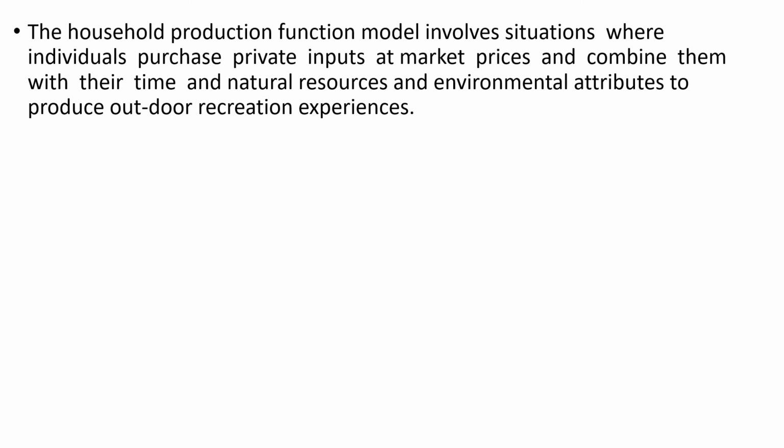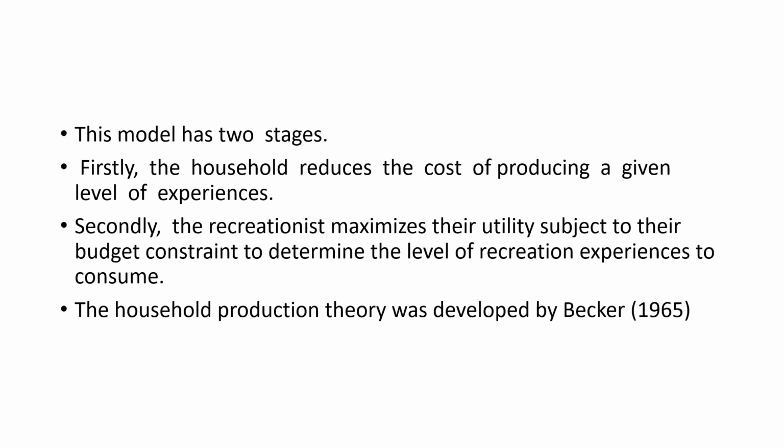The household production function model involves situations where individuals purchase private inputs at market prices and combine them with their time and natural resources and environmental attributes to produce outdoor recreational experiences. This model has got two different stages. In the first stage, the household would reduce the cost of producing a given level of experience, and in the second stage, the recreationist maximizes his or her utility subject to his or her budget constraint in order to determine the level of recreation experience to consume. The household production theory was developed by Becker.